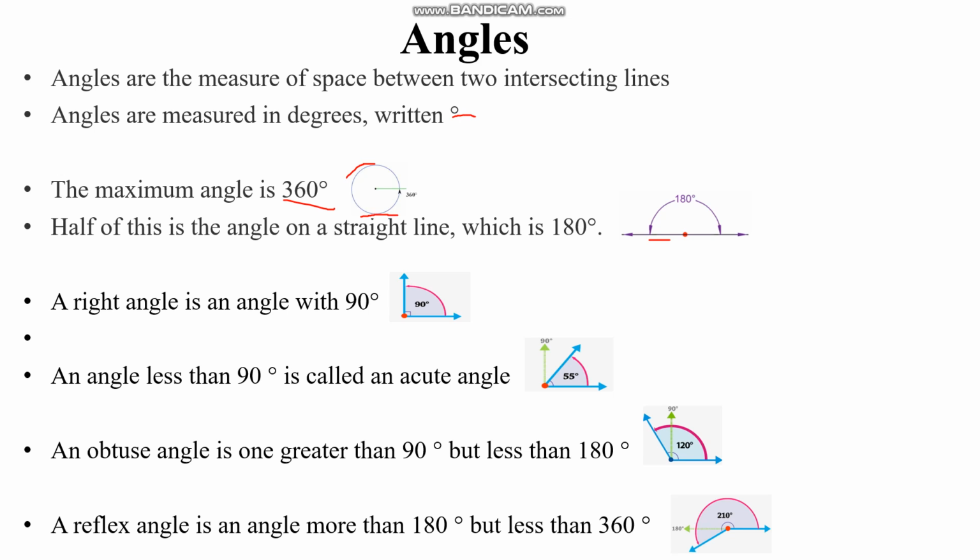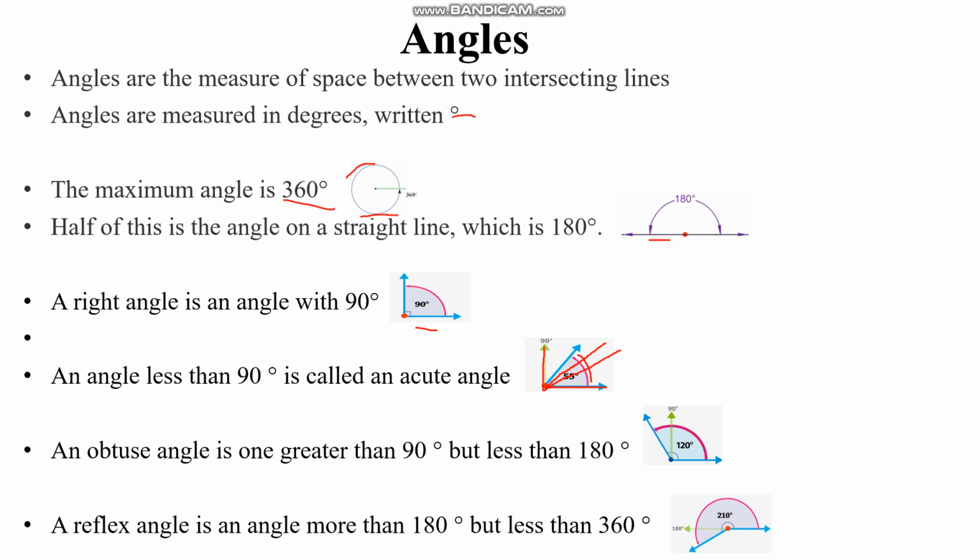And then a right angle is an angle with 90 degrees, as shown on this. And then an angle that is less than 90 degrees is called an acute angle. So if you look at this, this is the 90 degrees angle. And for example, in this instance, we have 55 degrees. 55 degrees is an angle which is less than the 90 degrees. So we could get 40 degrees, we could measure 30 degrees, we could measure even less, 10, 20 degrees. It's still an acute angle.